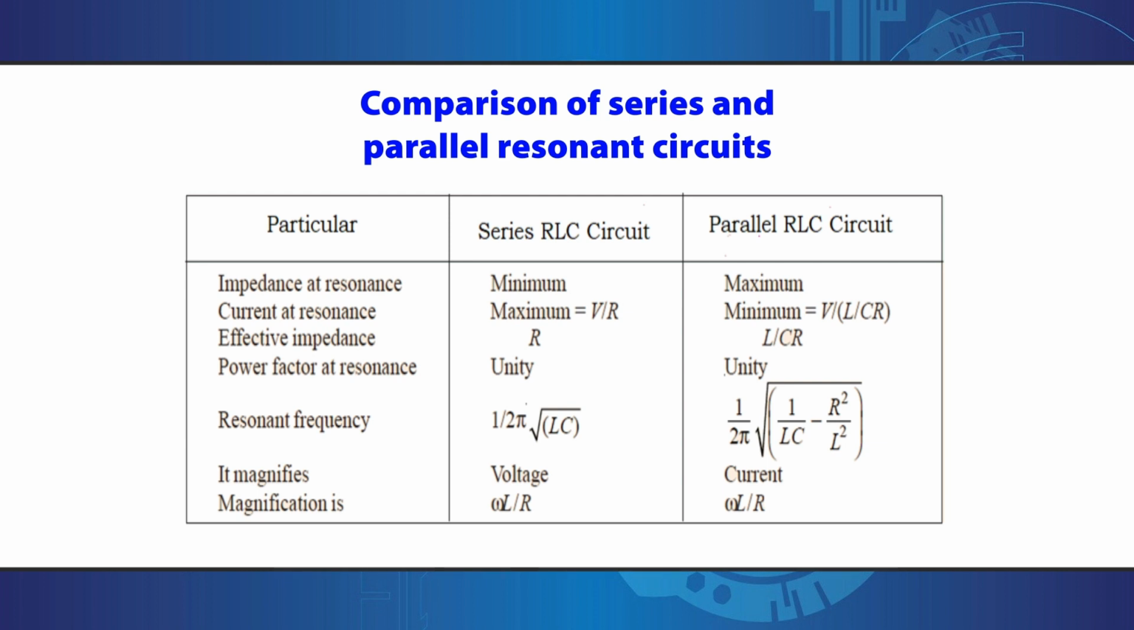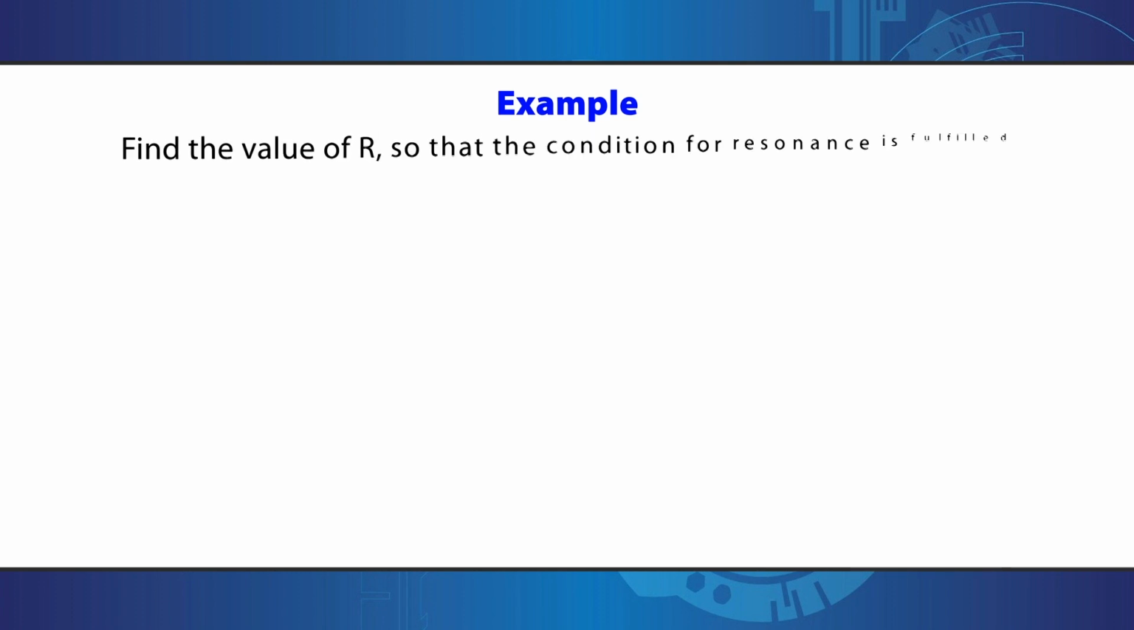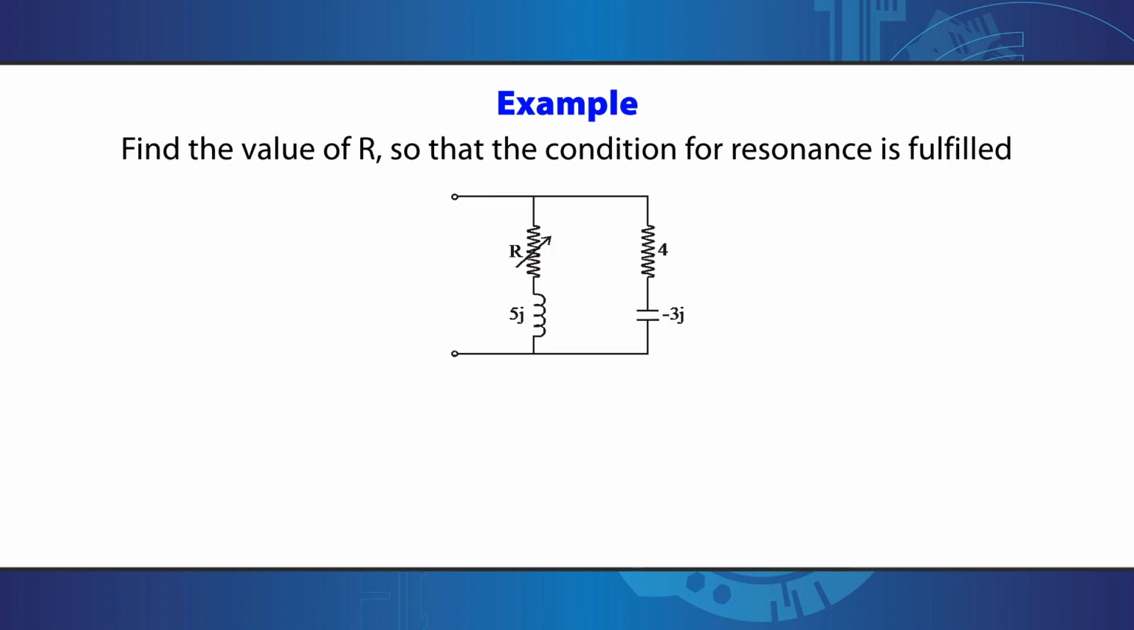Series resonance RLC circuit magnifies the voltage, but in case of the parallel RLC circuit, it magnifies the current. And in case of series RLC circuit, the magnification is equal to omega L upon R, but in case of parallel RLC circuit, magnification is omega L upon R. Now we are going to discuss some examples which are based on the parallel resonance.